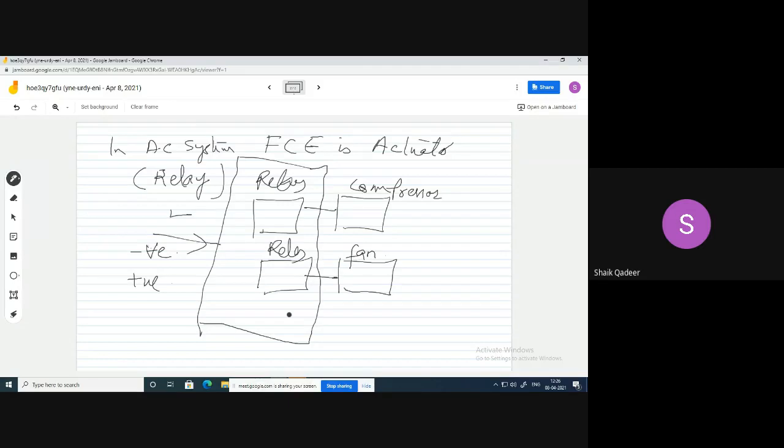Maybe you don't know the meaning of relay. For now, assume that relays are nothing but switches. But this is a specialized switch. This is actually called an electromechanical switch.